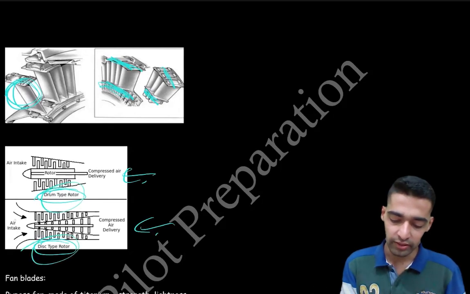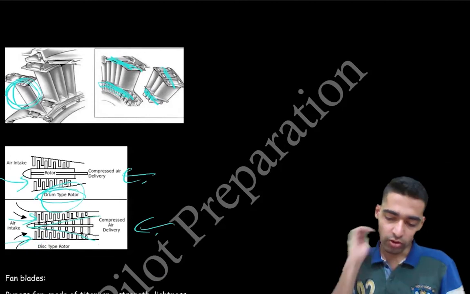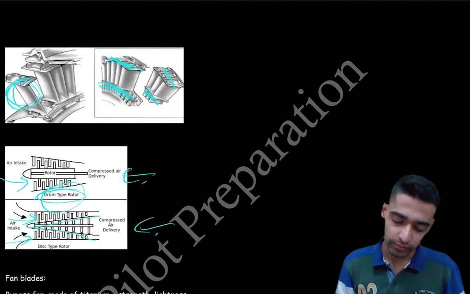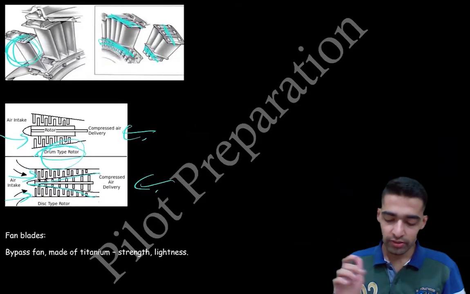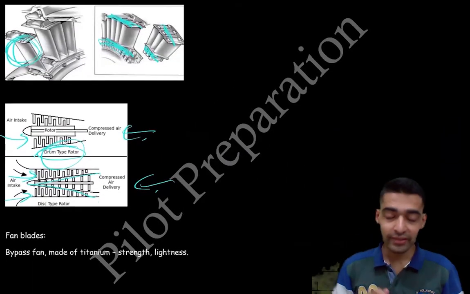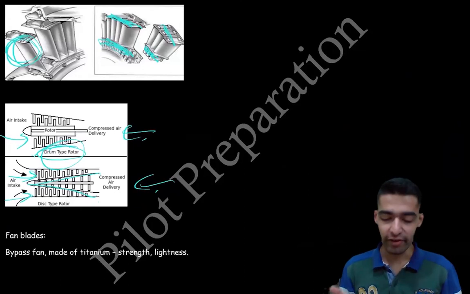So air comes inside from this part and then it passes through the drum type, and there is a disc type. This is the disc type rotor. Okay. Now these are the two types of rotor. Now let's come to the fan blades. So we are not talking about the rotor, but the fan blades, the propeller type bypass fan blades.